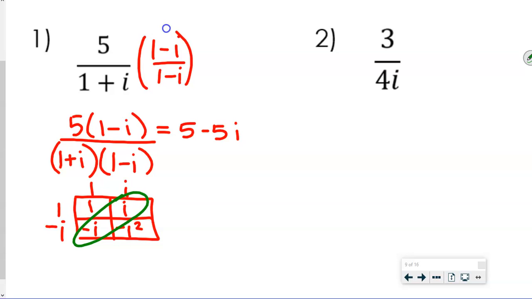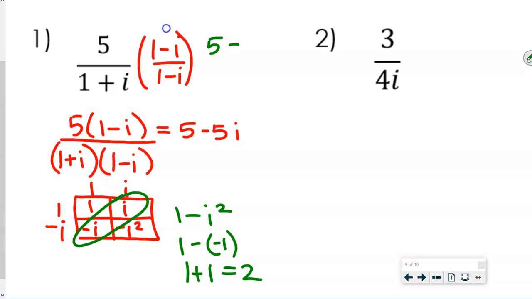They always will when we are multiplying a conjugate times its complex counterpart. So this is going to then be 1 minus i squared. Well, you should know that i squared is -1. So this is 1 minus a minus 1, which is 1 plus 1, which equals 2. So this was our numerator, 5 minus 5i, and this is our denominator, 2.